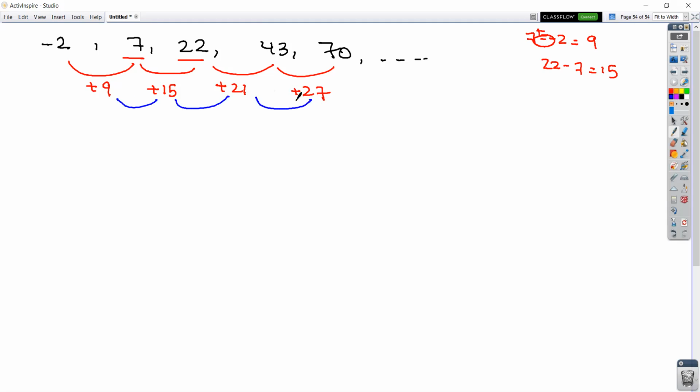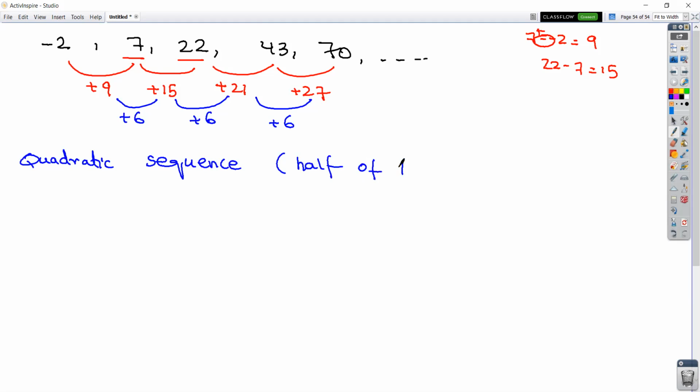So we're going to find out the second difference of the sequence. And now we see that every time it's going up by 6. Because every time it's going up by 6, which is the same number, this indicates that this is a quadratic sequence. And to find out the nth term of the quadratic sequence, first we take half of the second difference.